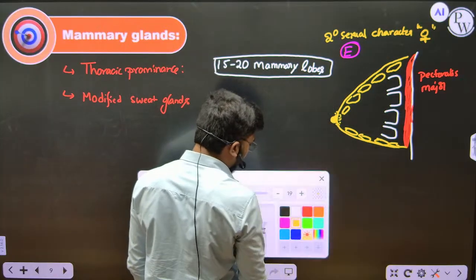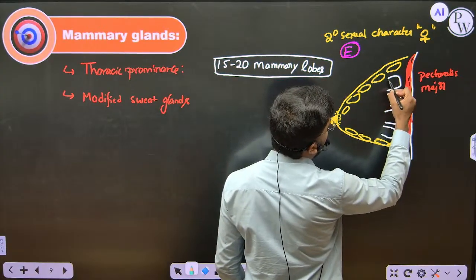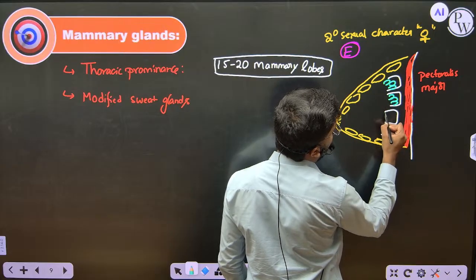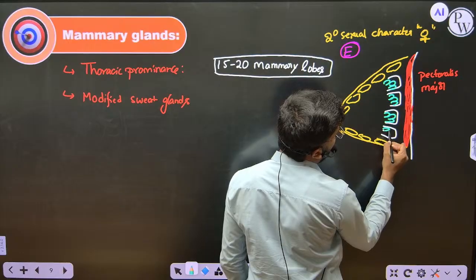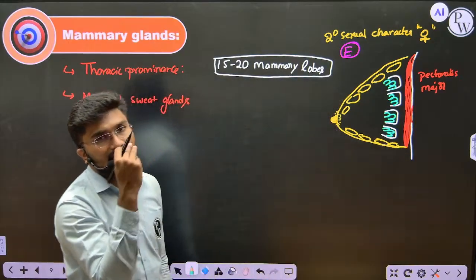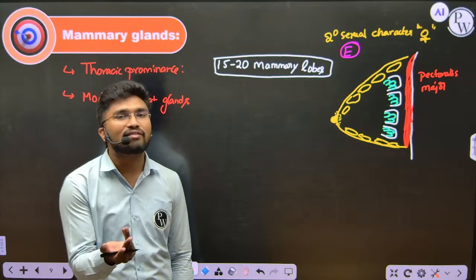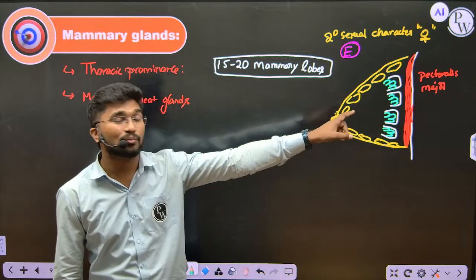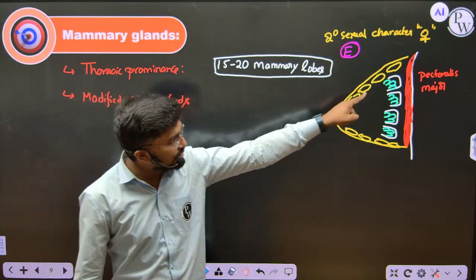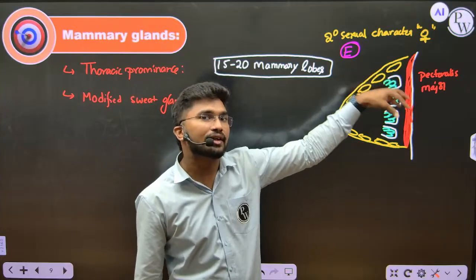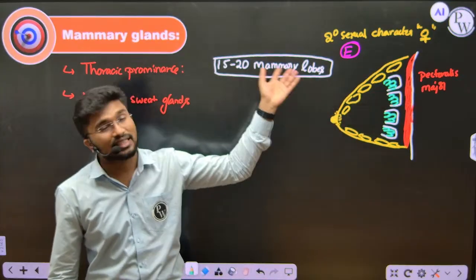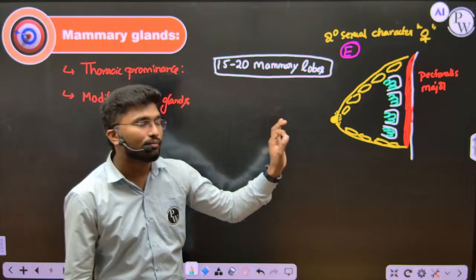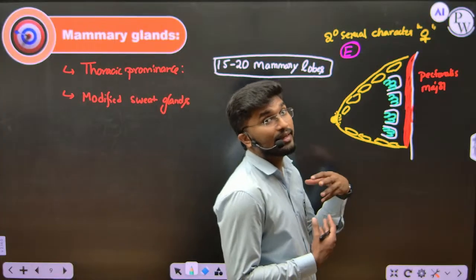Alveoli. These are sac-like structures, and these are also glandular. We know there are two types of glands: endocrine glands and exocrine glands, based on the pouring of their secretion. These are exocrine glands. They are not producing any hormone, but they are producing milk. These sac-like structures are called mammary alveoli. It is the place where formation of milk takes place, and where milk is stored.